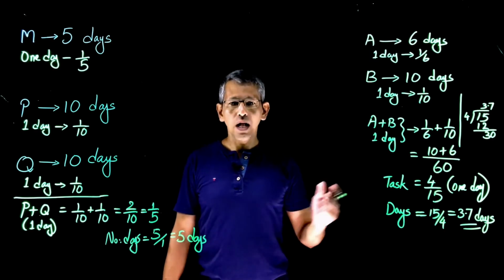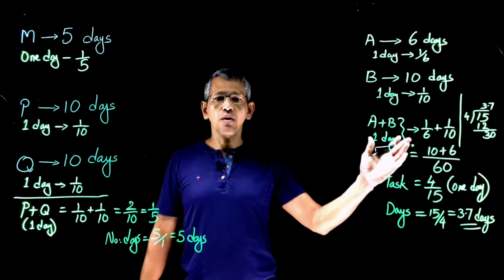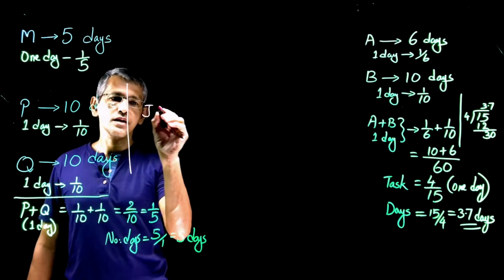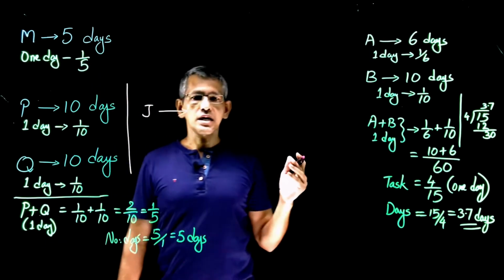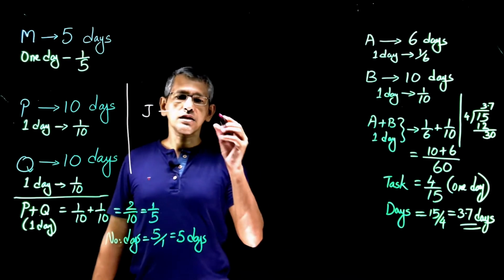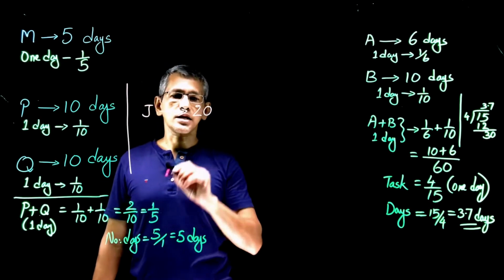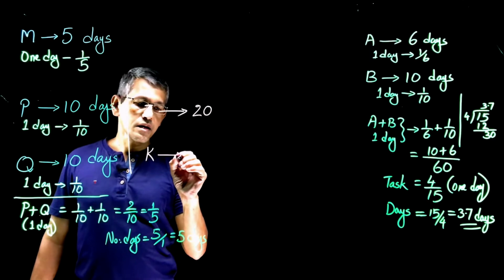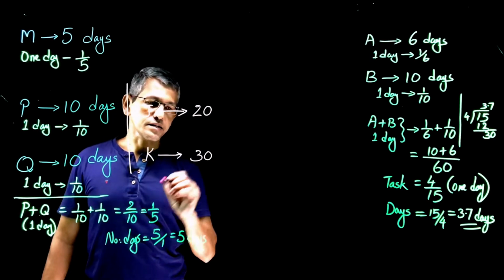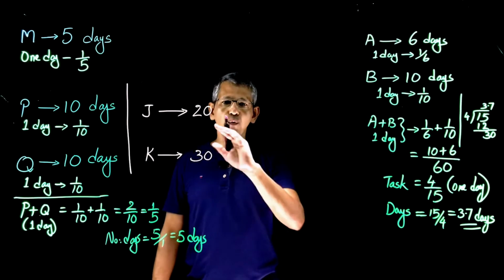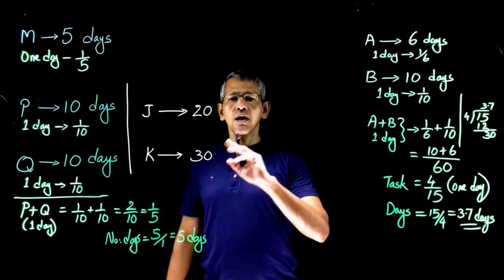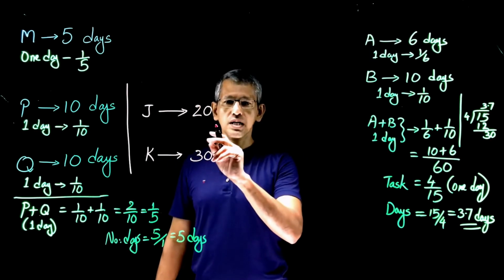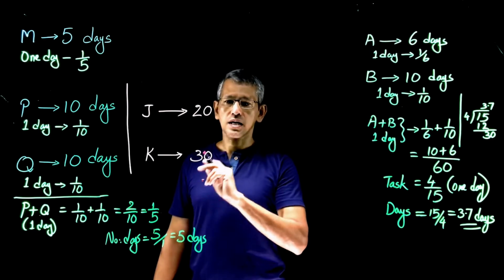See that? This is one of the simplest questions you may have in competitive exams. J and K. If they work together, if J works independently, he needs 20 days to complete a task, and K needs 30 days to complete a task. So 20 days and 30 days. If they work together, how many days are required to complete the task? So independently, it's 20 days and 30 days for J and K.